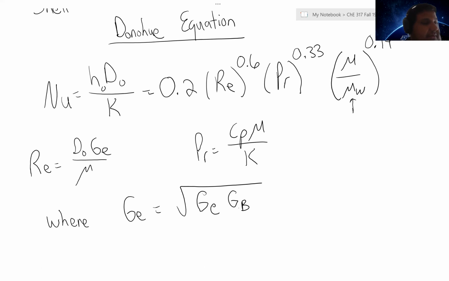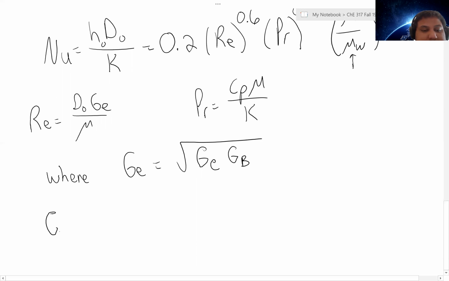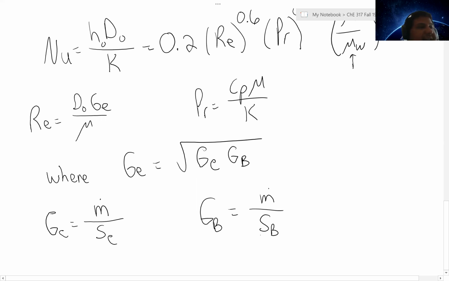And so the question becomes, well, how do we calculate these two mass velocities? Well, G sub C is calculated by taking the mass flow rate defined over a particular area. G sub B is the same mass flow rate over a different area. And these areas essentially describe the flow area for the fluid in the shell by looking at different areas or points of fluid flow within the shell of a shell and tube heat exchanger.